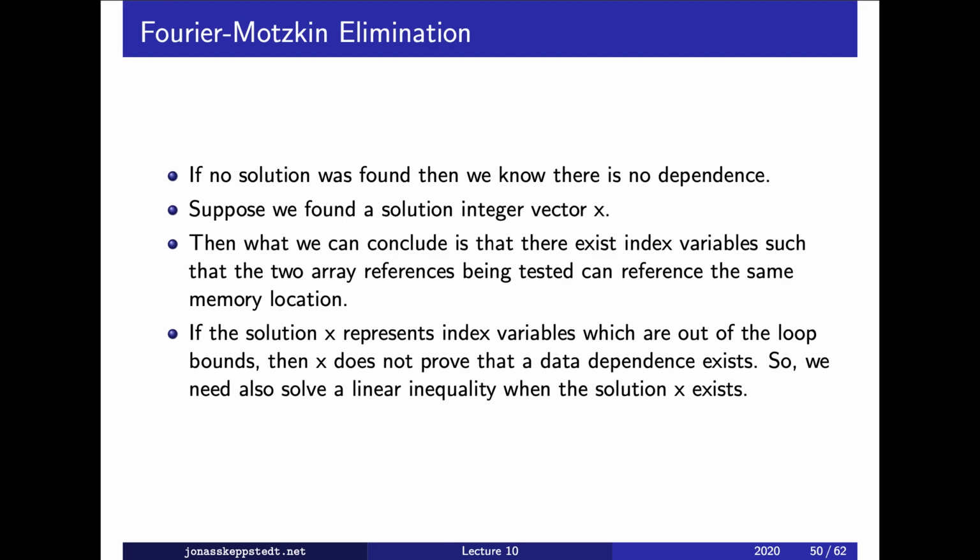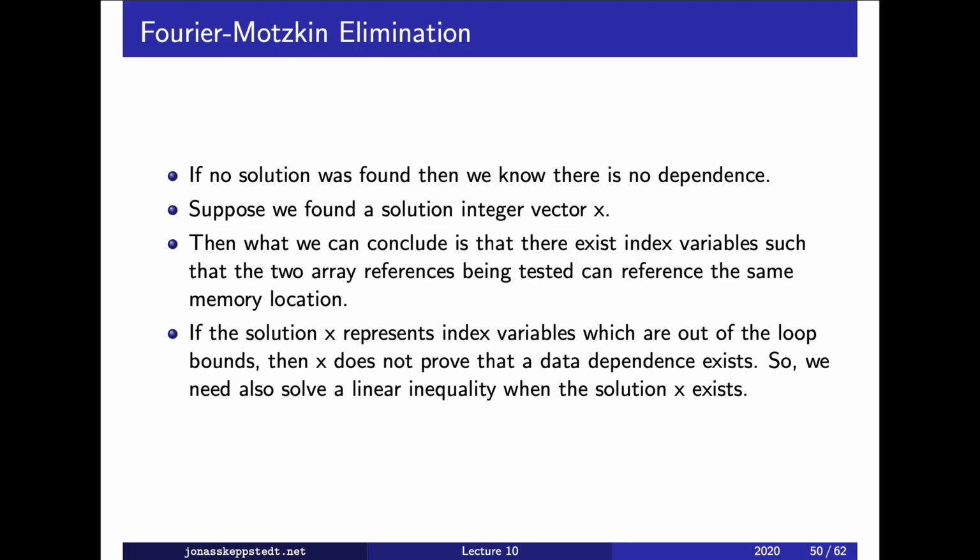In the equation, if we didn't find an integer solution x, then there can be no data dependence between these two pairs of array references. But if there is an integer solution, then it's not certain that there is a data dependence. We must check that the solutions are within the loop bounds.